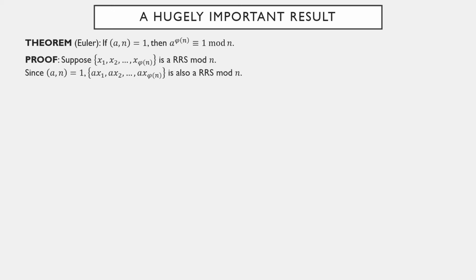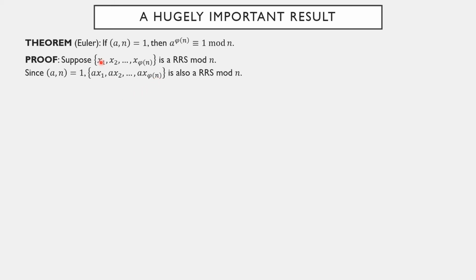Suppose I start with a reduced residue system mod n. Well, a reduced residue system mod n must have exactly phi of n elements, so there they are, x1 through x phi of n. Since a was assumed to be relatively prime to n, I can multiply every element of a reduced residue system and remain a reduced residue system. So, having started with x1 through x phi of n as a reduced residue system, ax1 through ax phi of n is also a reduced residue system.